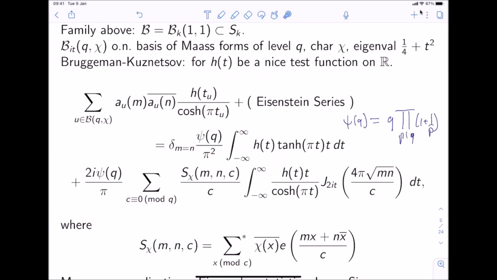Okay. And then again, we have a sum of Kloosterman sums. And if I'm doing this really for a general central character, there's a factor of chi bar inside the Kloosterman sum here. And then this is a general test function, which sometimes I'll write later in the talk. I'll write this just as h infinity of 4 pi square root mn over c.